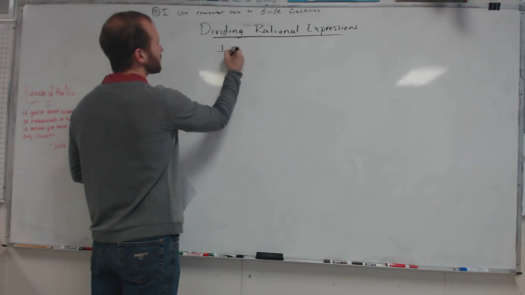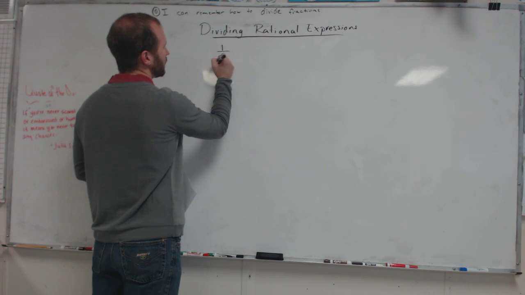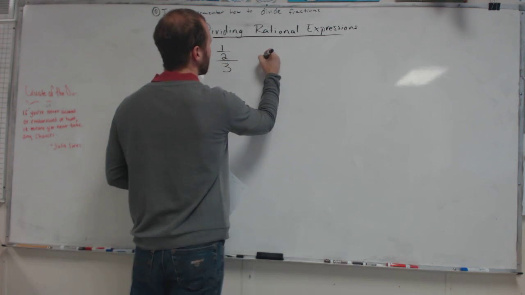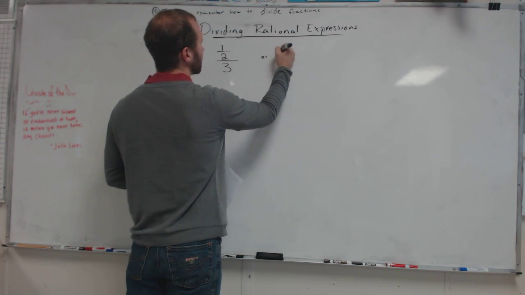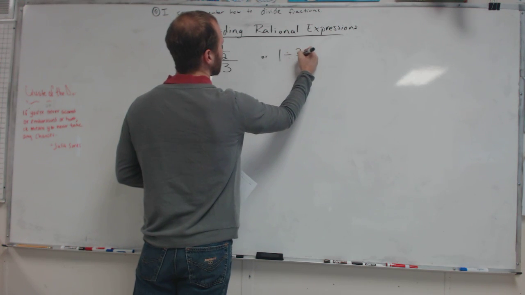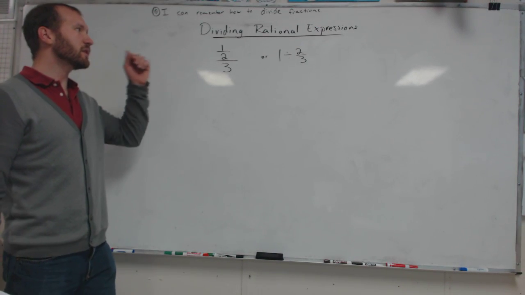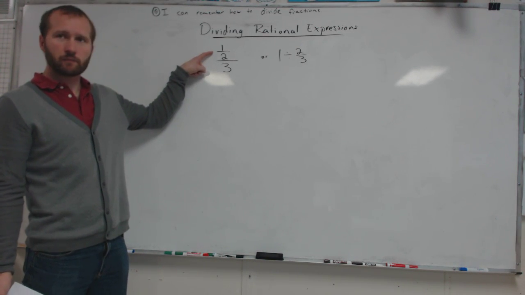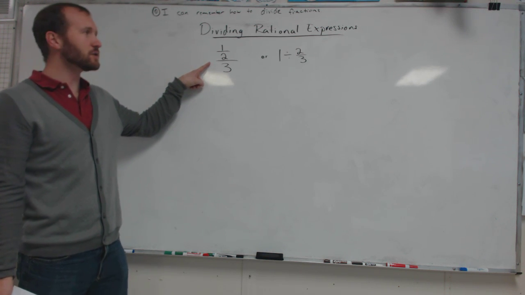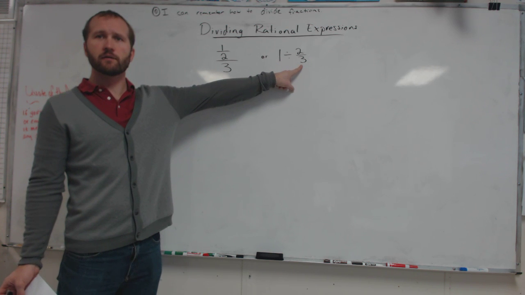So if I have something like this, there's a lot of ways this can look. Or it could be 1 divided by 2/3. If I'm dividing by a fraction, it might look like a fraction within a fraction. It also might look like a number divided by a fraction.